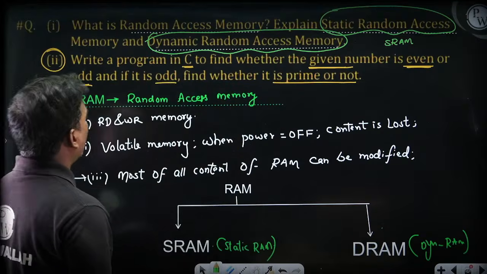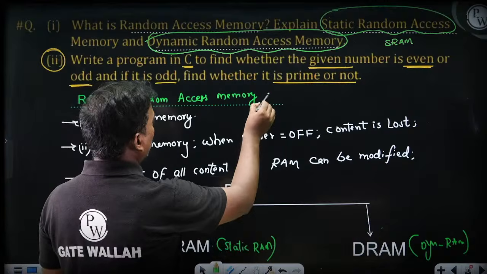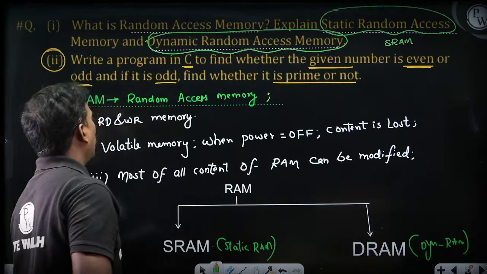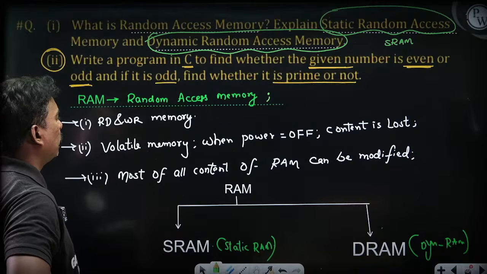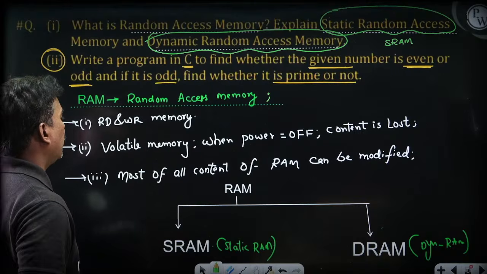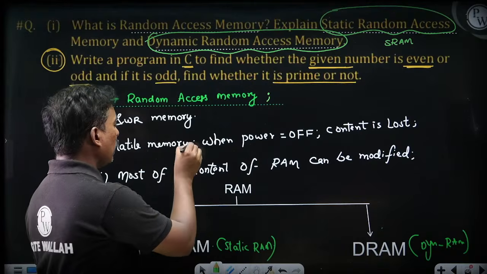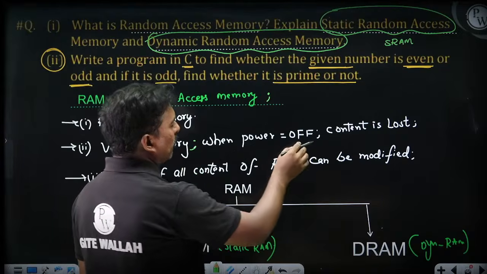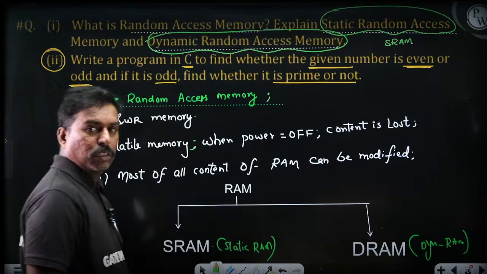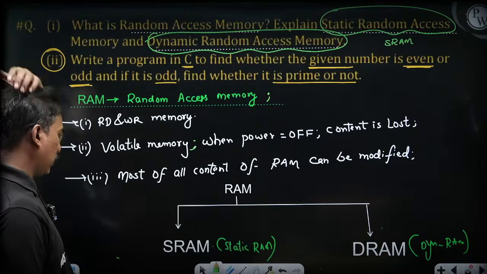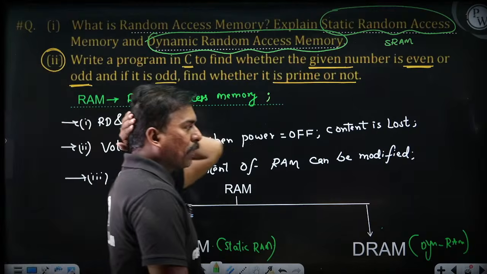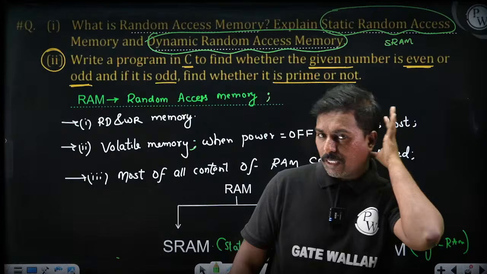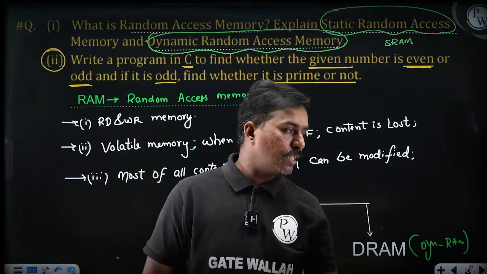RAM means random access memory. Random access memory is a read and write memory, and it is a volatile memory. When power is off, the content is lost. The content of RAM can be modified. We can read and we can write.